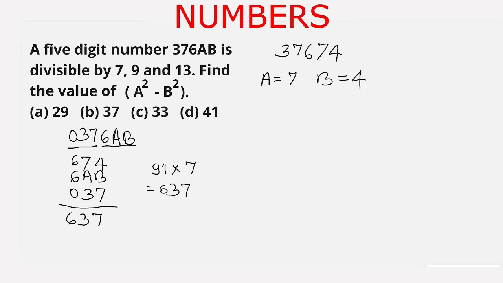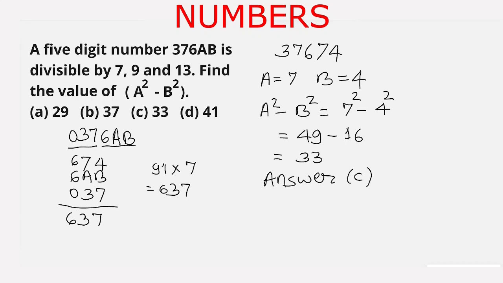As we have the values of A and B, we can easily find the value of A square minus B square. A is 7, so A square is 7 square, minus B is 4, so B square is 4 square, and this is equal to 7 square is 49 minus 4 square is 16, and 49 minus 16 is 33. And from the given options, our answer is option C, 33.